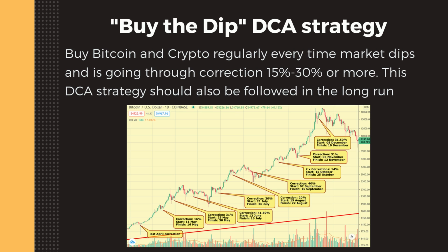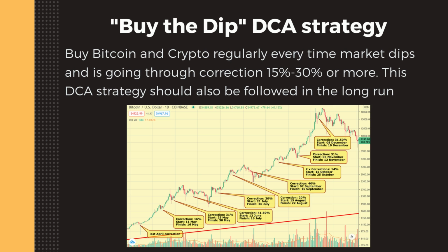The next strategy is buy the dip DCA strategy. This is about buying Bitcoin and crypto regularly every time the market dips and is going through a correction between 15 to 30% on average, or sometimes even more. This dollar cost average strategy should always be followed in the long run.